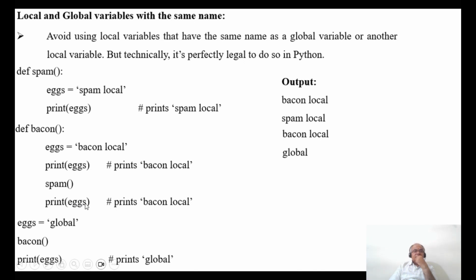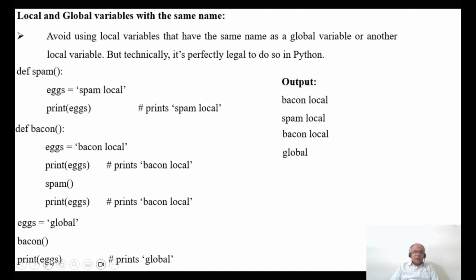Which x is this? This x is bacon local. Why is this x equal to bacon local? Because this x value, which is assigned bacon local, is inside the bacon function. Therefore, it is going to print bacon local here. Once it prints this, it comes out of this. So it comes to this bacon.